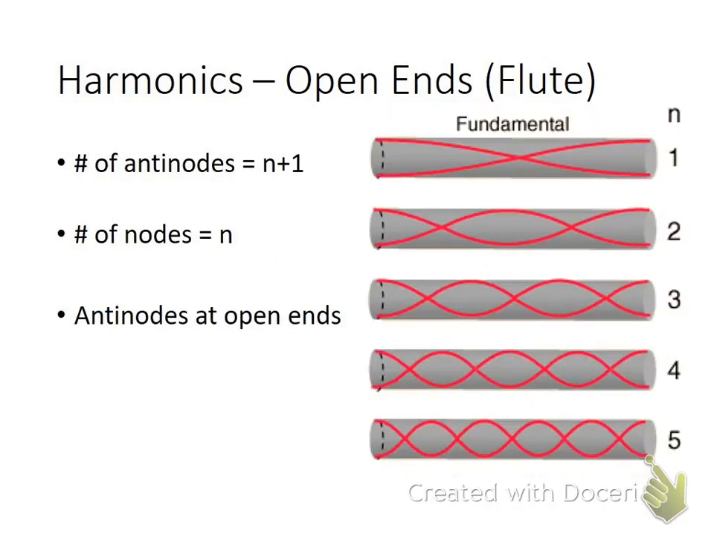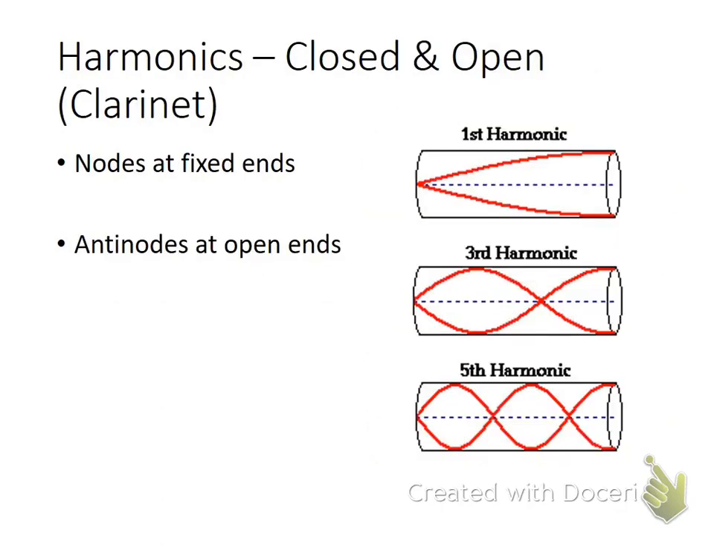When you have open ends, you have antinodes. I'd probably jot down some of these patterns as well. Make sure you can tell me how much of a wavelength fits on each little pattern there. When you have one end open and one end closed, the closed end gets a node, the open end gets an antinode. Make sure you can tell me how much of a wavelength fits in each of these patterns.